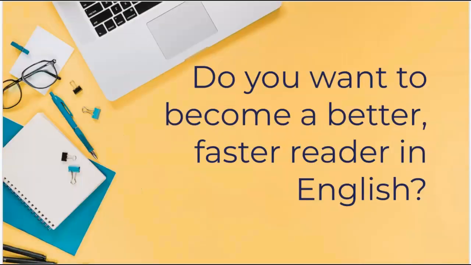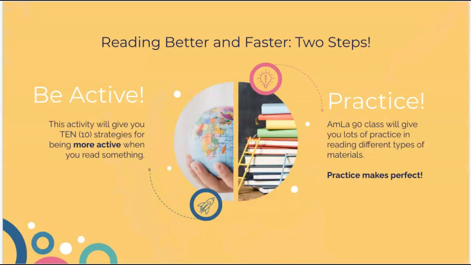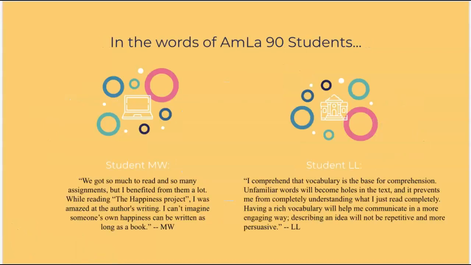Do you want to become a better, faster reader in English? Reading better and faster has 2 steps. Step 1, be active. This activity will give you 10 strategies for being more active when you read something. Step 2, practice. M190 class will give you lots of practice reading different types of materials. Practice makes perfect. Don't believe me.